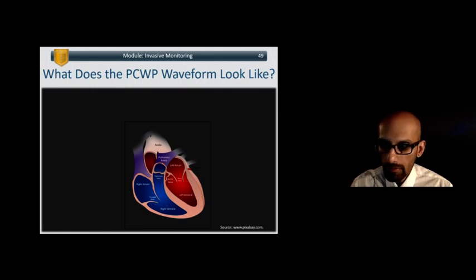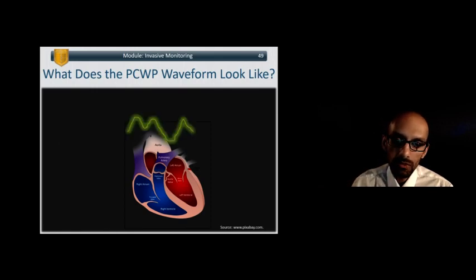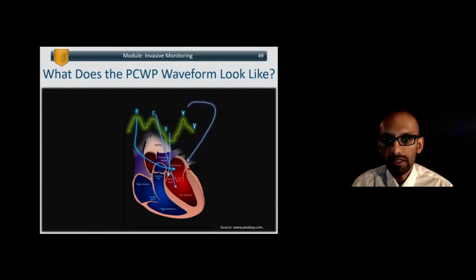And again, similar to CVP, the wedge pressure waveform looks identical to CVP, so you have A, C, V waves, X and Y descent. And analogous to CVP, the A wave is a result of left atrial contraction, the C wave is left ventricular contraction, the X descent is the aortic valve opening, the V wave is venous return, and the Y descent is the mitral valve opening. So entirely analogous.